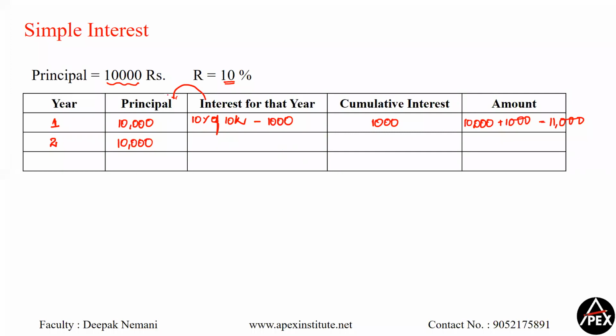When the principal is constant, interest will always be calculated on the principal. So what will be the interest for the second year? It will again be 10% of 10,000, which is 1,000.